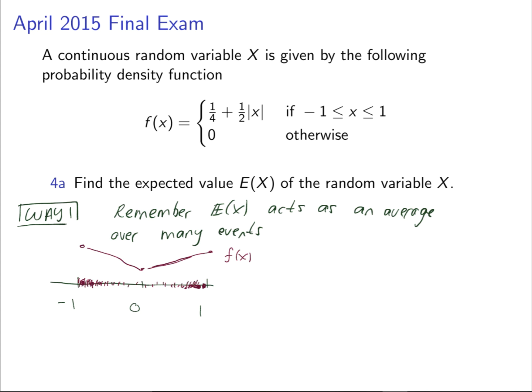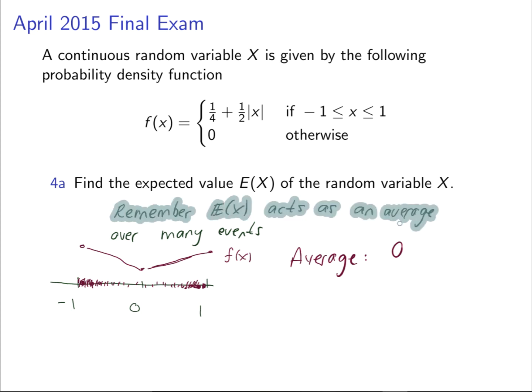And again, because our probability density function has even symmetry, I expect to have just as many close to 1 as I have close to -1. So if I were to average these events, I would expect every positive one was paired with a -1 of the same magnitude. So I would expect the average to be 0.